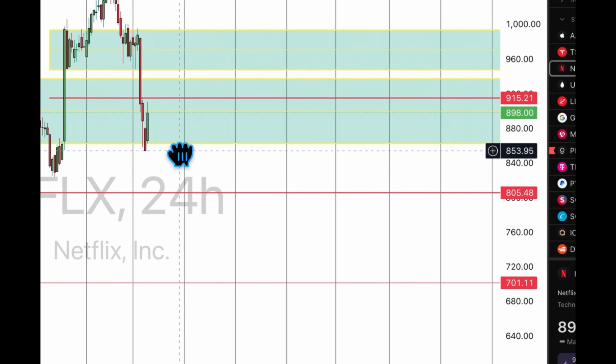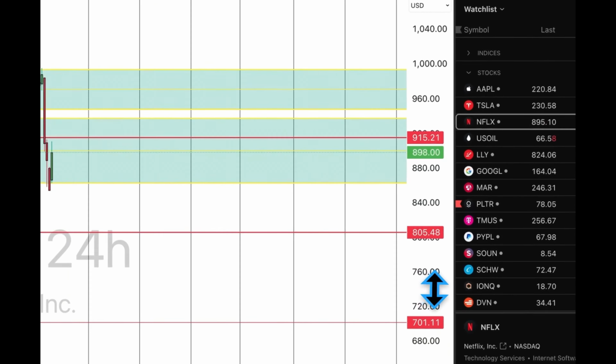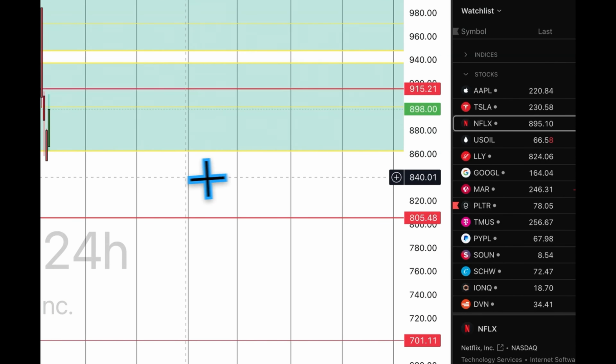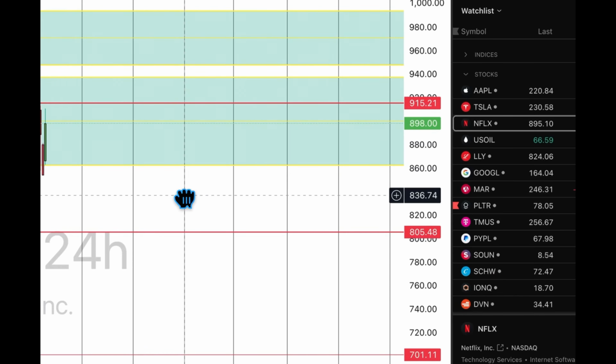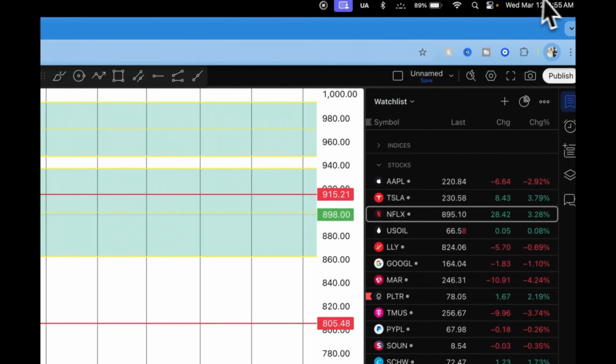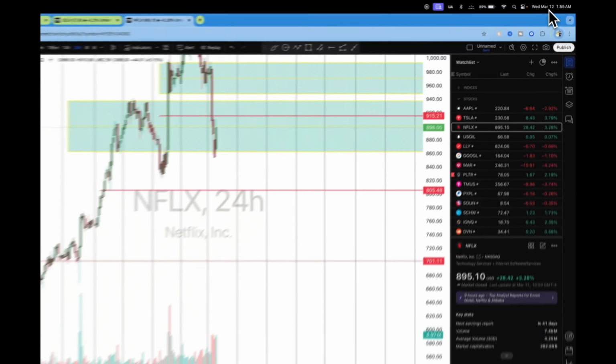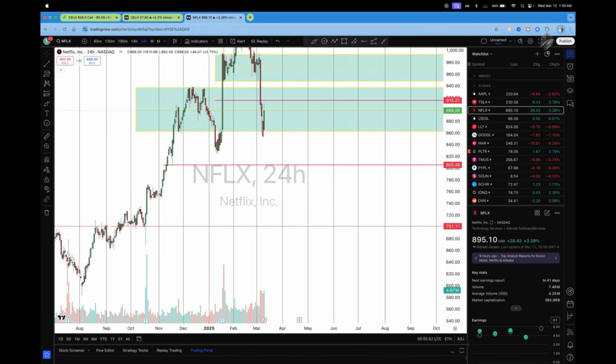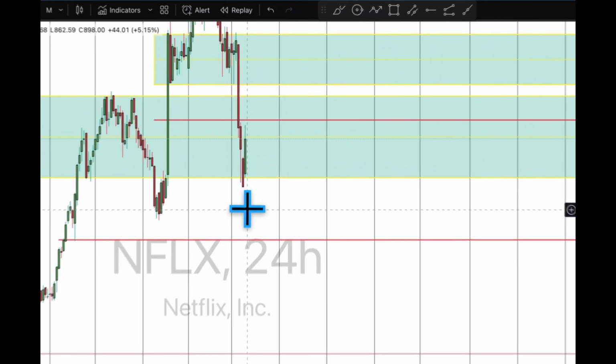Now I'm about to take a look at Netflix. I was hoping to take this trade by like end of the day, as March 11th from yesterday, when now it's 1:55 a.m. But that's not the point.